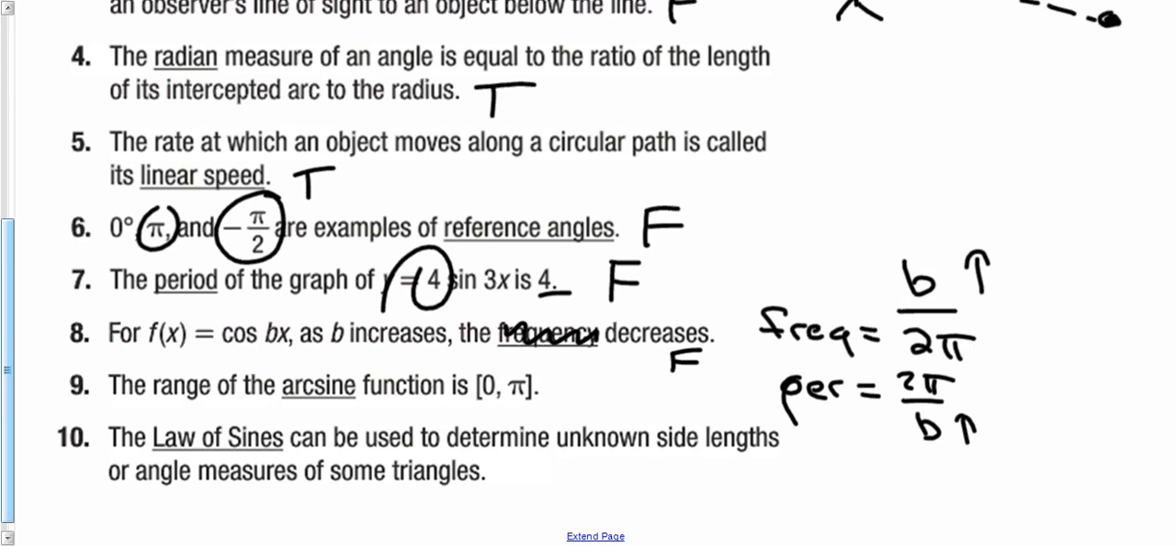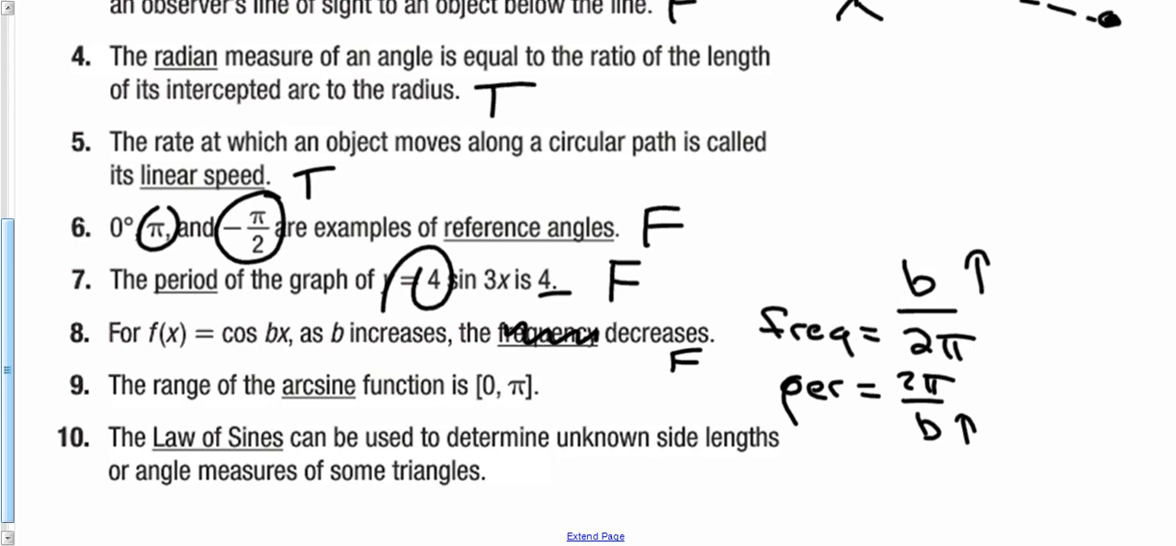Okay, so in order to make the period decrease, we can increase the denominator there. Okay. Next, 9. The range of the arcsine function is 0 to pi.